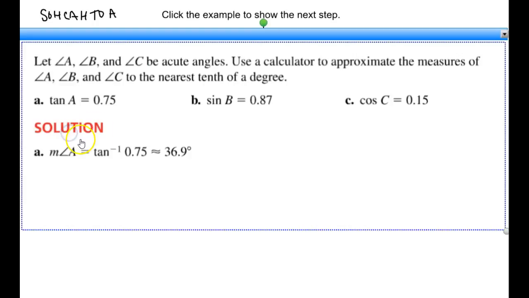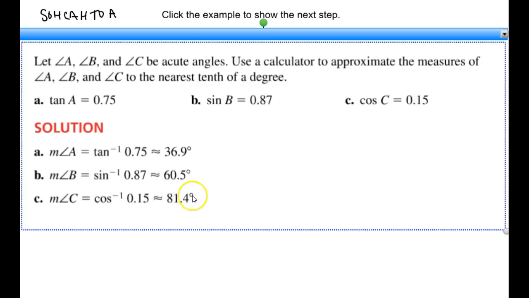So let's look at angle A. If I know the tangent of A is 0.75, I can take the inverse tangent of that to help me find my angle measurement. And then I can also use the sine for part B, right? So I know that the sine of B is 0.87. So to help me find what B is, I would use the inverse sine, which gives me 60.5. And then same for cosine. If I know the cosine of C is 0.15, I can take the inverse to find my angle measurement.